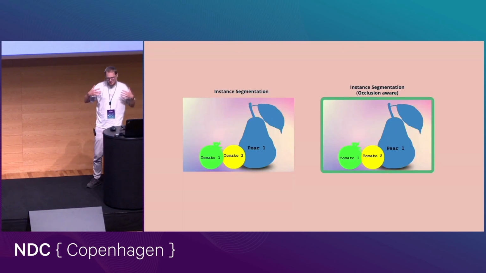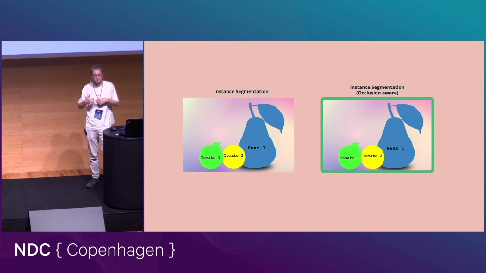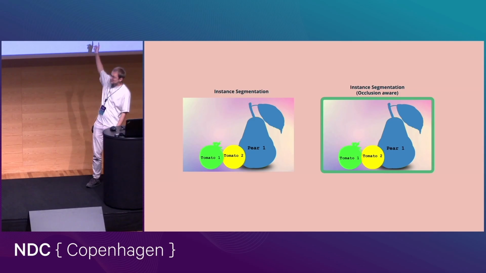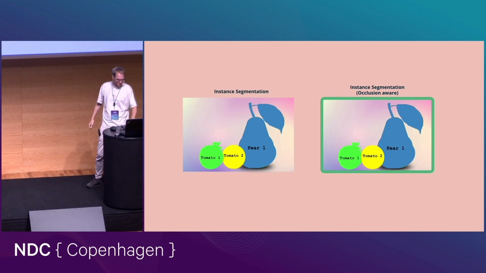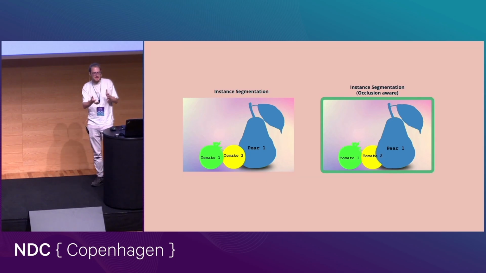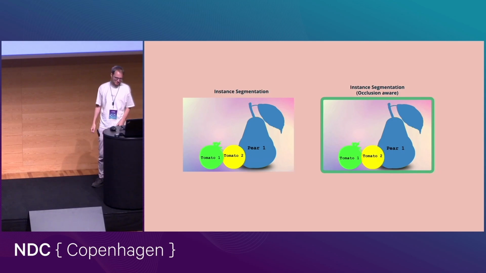More specifically, we're going to use a specialized kind of instance segmentation, which is called occlusion-aware instance segmentation. So if we look at this pear to the left, the model we're going to use needs to know the shape of the pear behind the tomato too. So we need to understand how it would look. That would be occlusion-aware instance segmentation.